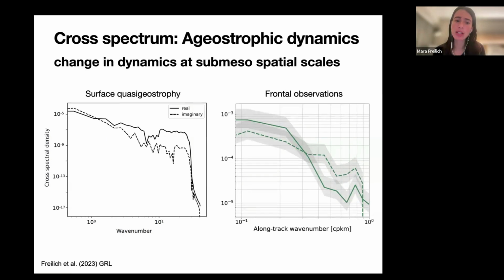And so I ran a number of simulations with a surface quasi-geostrophic model to look for this correlation and looked at the cross-spectral density. And I found that in all of the simulations, the real component of the cross-spectral density had larger magnitude than the imaginary in a similar parameter regime to the observations. And in contrast, the observations show a transition, as I said, to an imaginary component of the cross-spectrum at about 6 kilometer spatial scale.